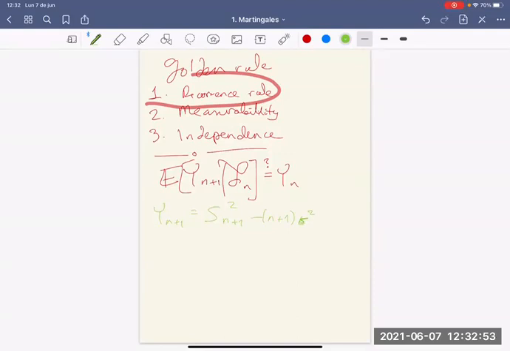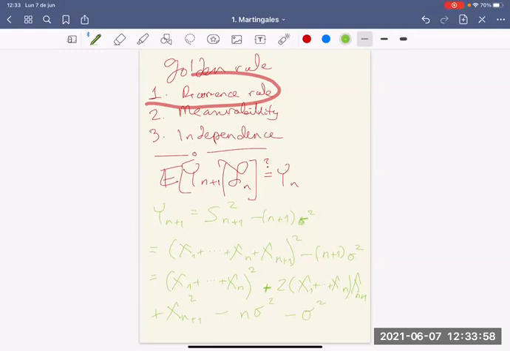Okay, the following step is just to write that S_{n+1} equals X1 plus X2 plus X3 plus up to X_n plus X_{n+1}, squared, minus (n+1) times sigma squared, which is just (X1 plus X2 plus X3 plus so on and so forth up to X_n) squared, minus 2 times (X1 plus up to X_n) times X_{n+1}, no, sorry, plus, plus X_{n+1} squared minus n sigma squared minus sigma squared.